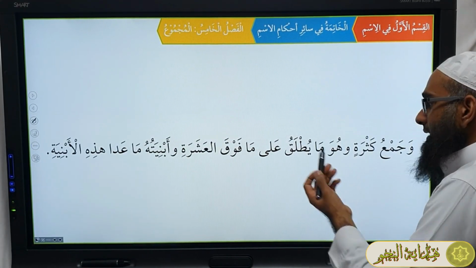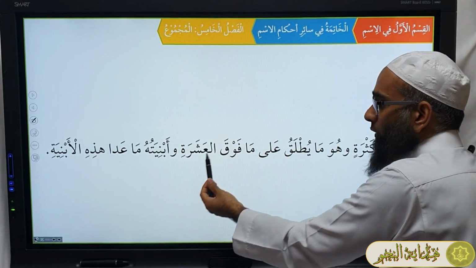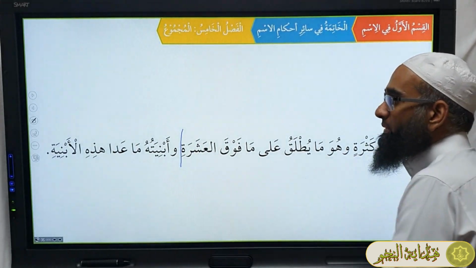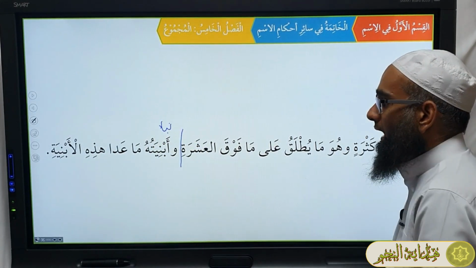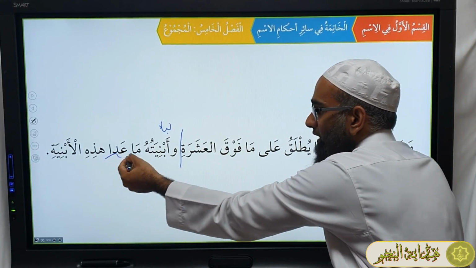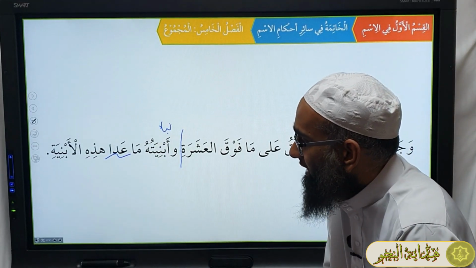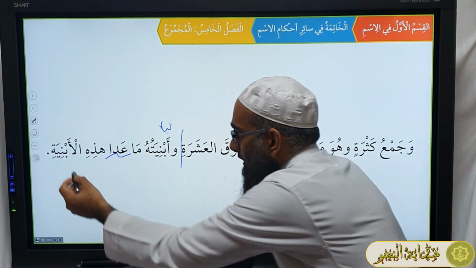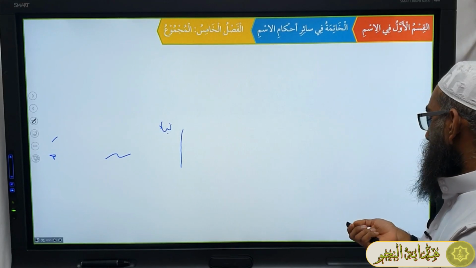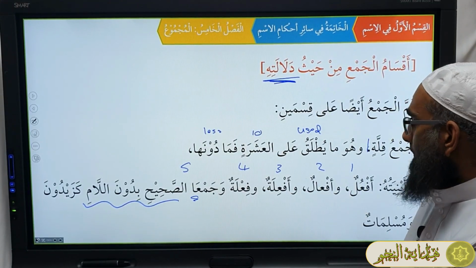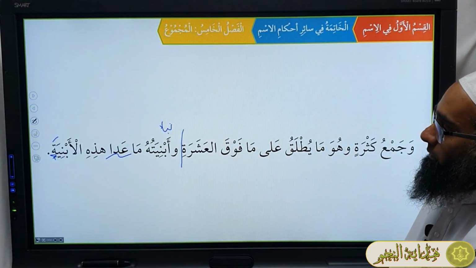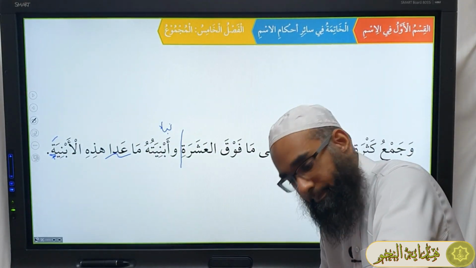وجمع كثرة. The second type is جمع كثرة وهو ما يطلق على فوق العشرة. It is that which is used for more than 10. وأبنيته. Abniya is the plural of bina. Bina means pattern, sigha. And it's bina, abniya, or what are those which are apart from these. Ada is the harful istisna, which came before. Ma ada hadhihi al-abniya, not abniyati. Ma hadhihi al-abniya, which is apart from, different from these sigha. So apart from af'ul, af'al, af'ila, fi'la, any pattern apart from this will depict kathra meaning. Okay. Any questions? Have you understood?